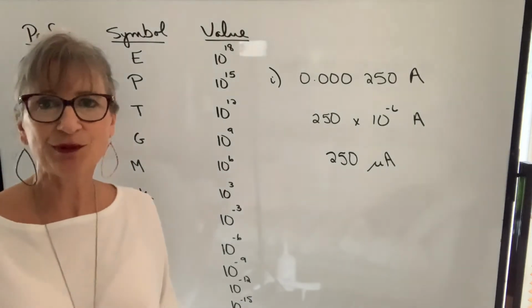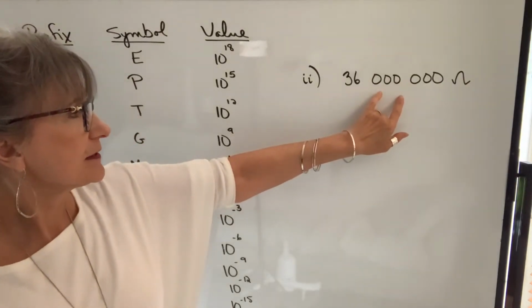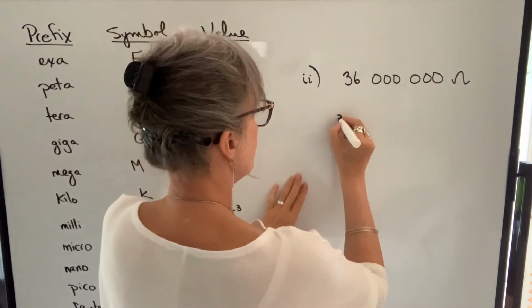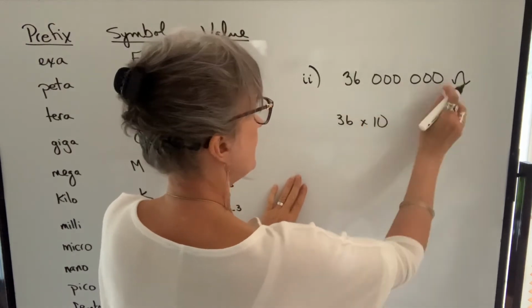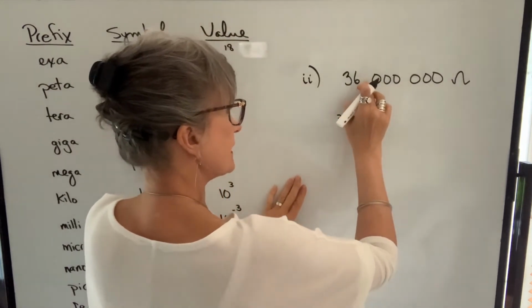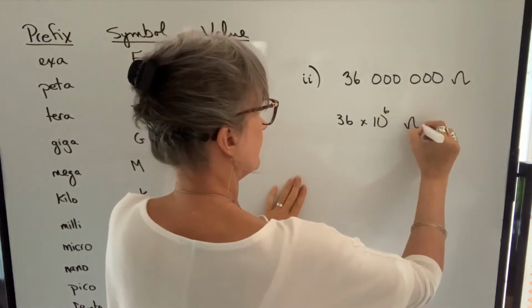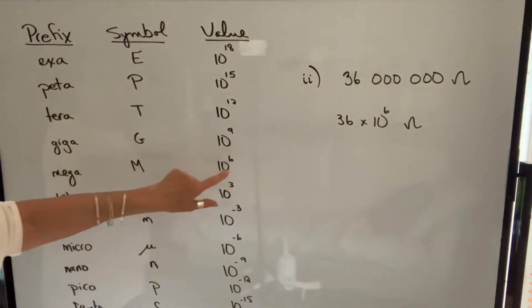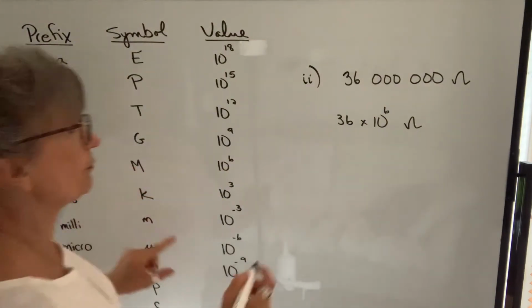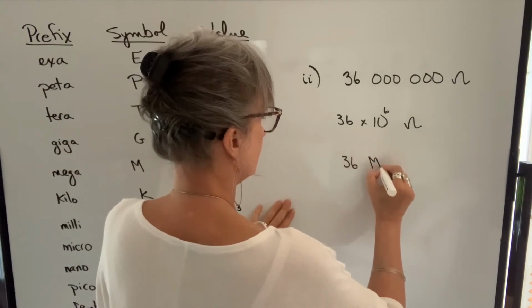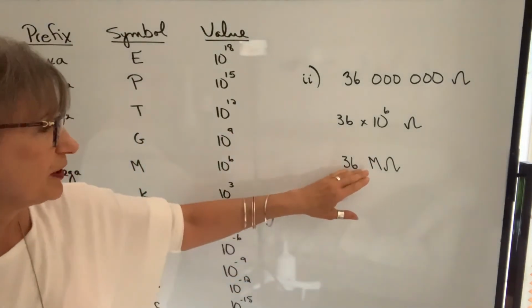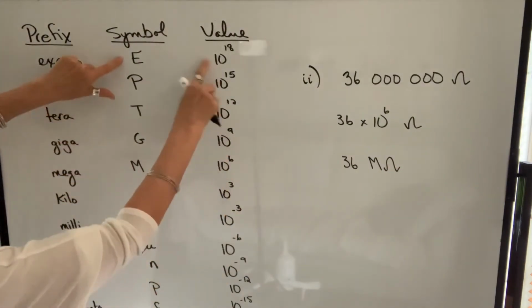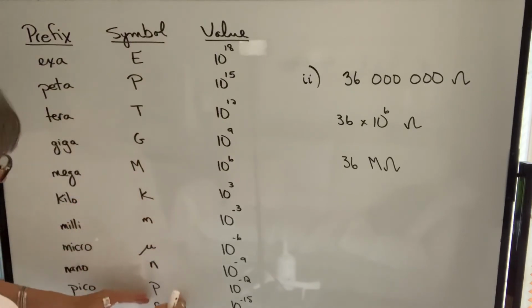Let's take a look at some more examples. If we had a resistance of this size in ohms, we can rewrite this in engineering notation. So this will be 36 times 10 to the, we move it 6 places. So that's 36 times 10 to the power of 6. We take a look at our metric prefixes. 10 to the power of 6 is mega. So we can replace 10 to 6 with mega. So our measurement would be 36 mega ohms. Notice that the symbol for these prefixes are all capital letters, and then these ones are small letters.